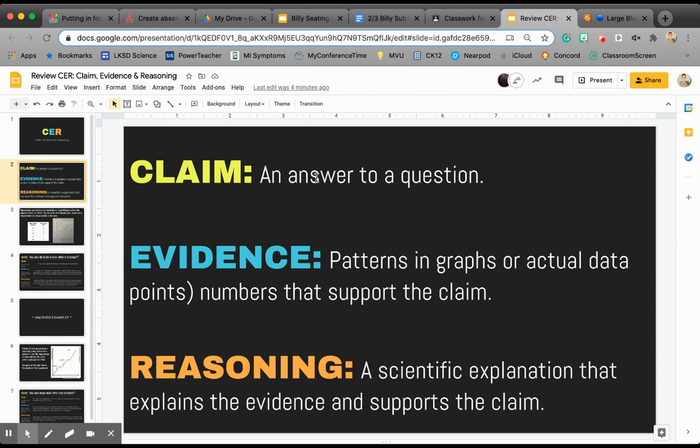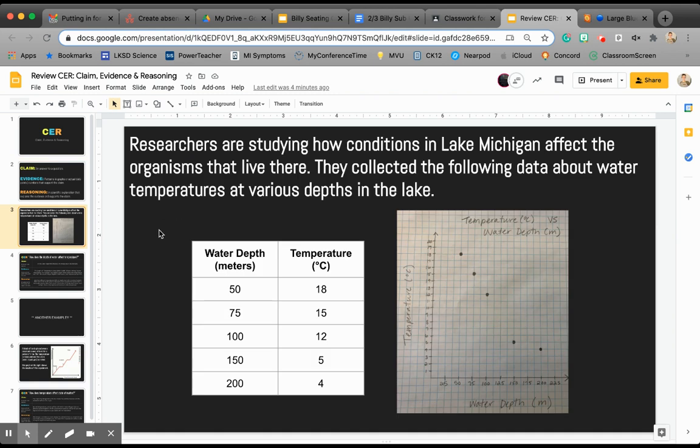The last part is the reasoning. And this one is where you might have to do a little bit of research, but you're trying to come up with a scientific explanation that explains the evidence and also supports the claim. So let's take a look at the example from this morning.